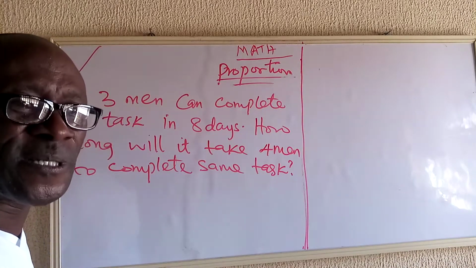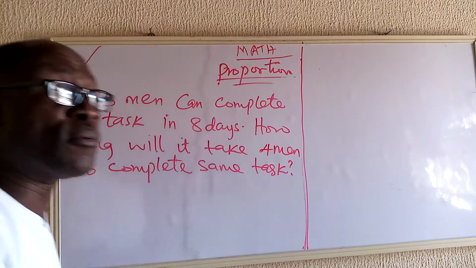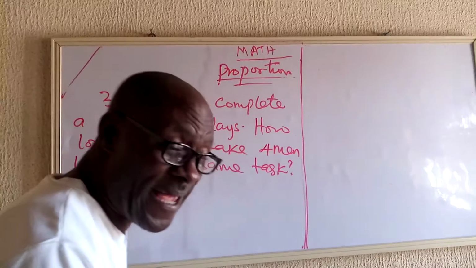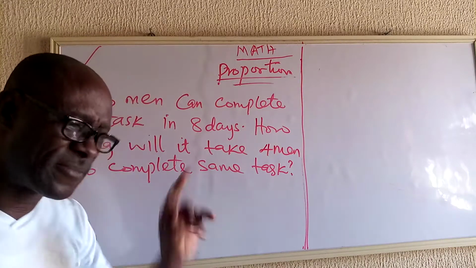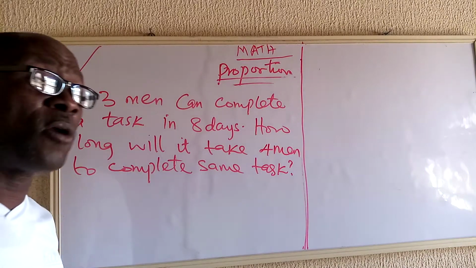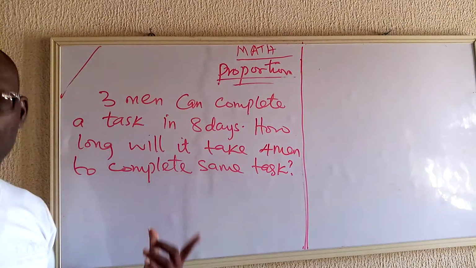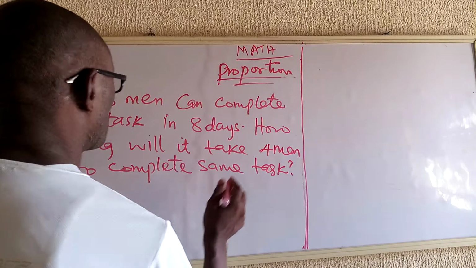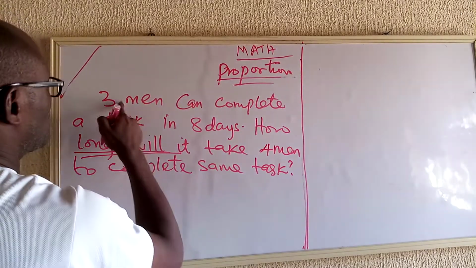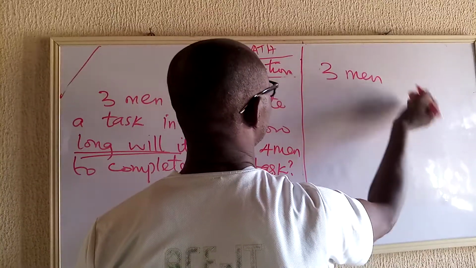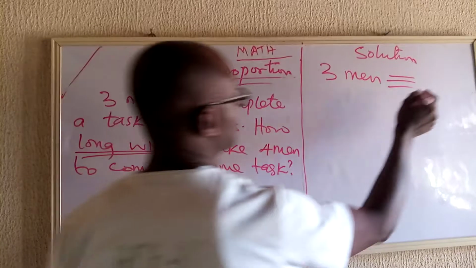Why? Because the time it takes one person to complete a job, if you put 5 persons there, it will take them shorter time, as in lesser time than it takes one person. Because the more labor you have, the less time spent on completing the job. So what type of proportion is this? Indirect also. All right, since we are looking for how long, which is days, I will put the days on the right. So 3 men, solution. It will take 3 men 8 days.